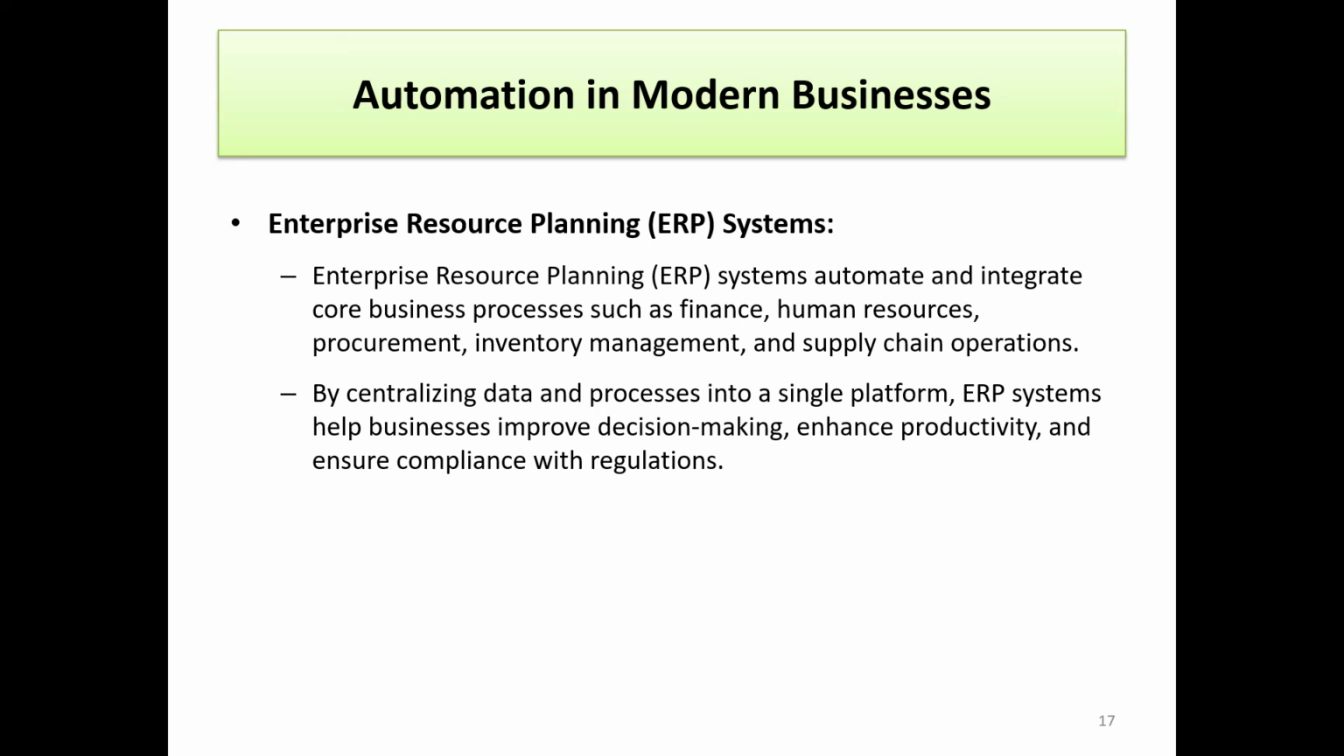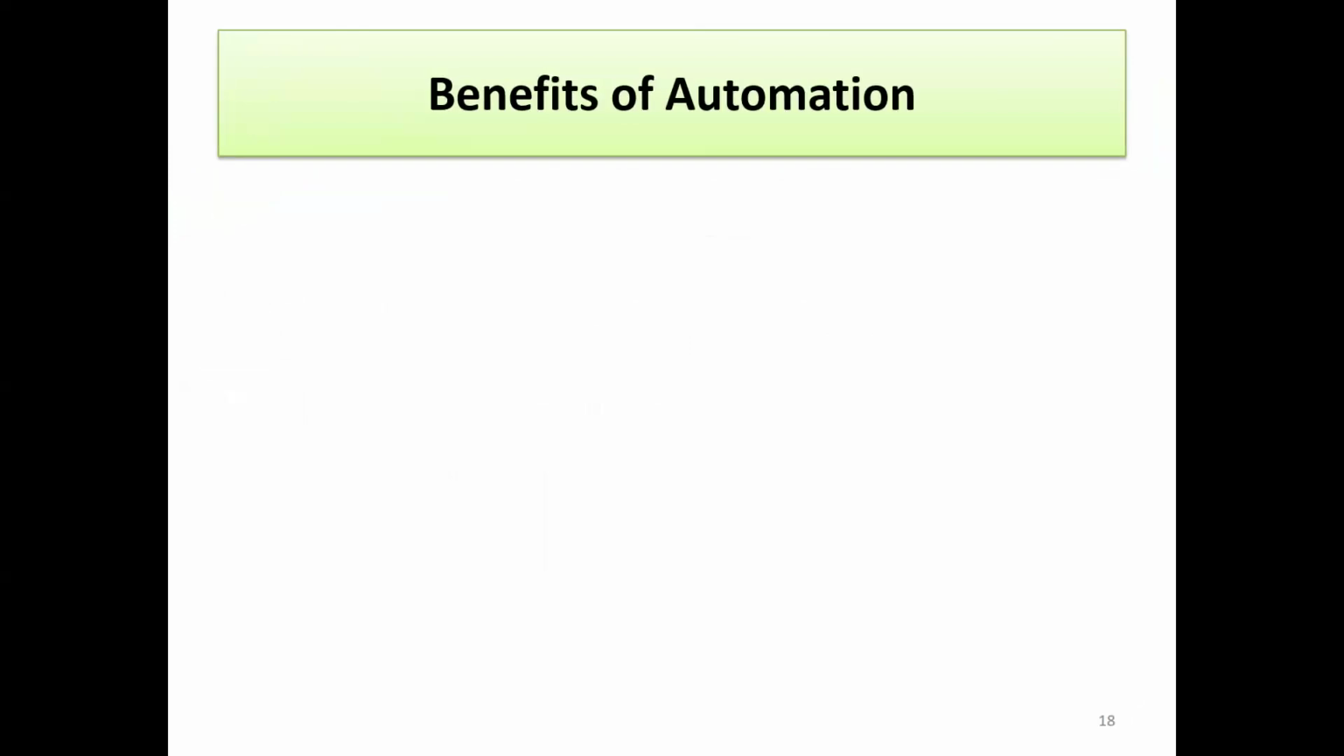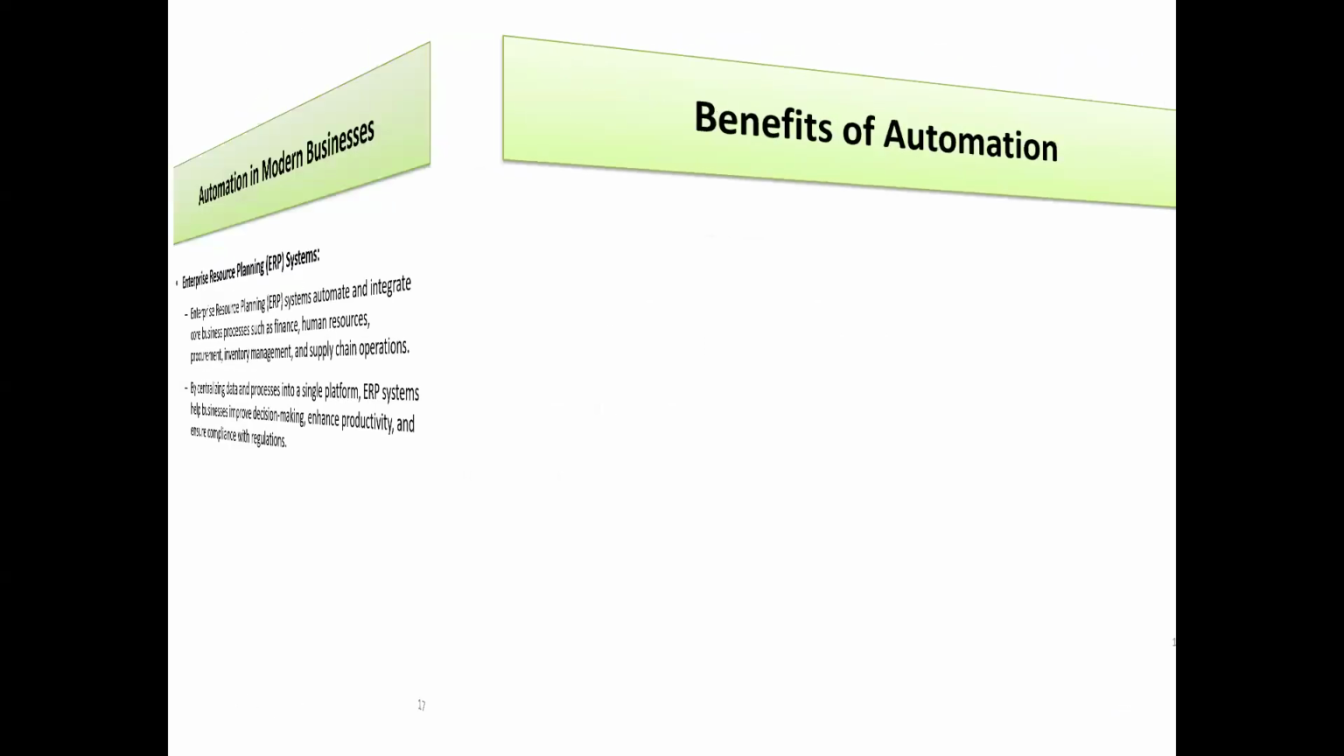By centralizing data and processes into a single platform, a single ERP, such systems help businesses improve decision making, especially generating reports and providing timely information for decision making, enhance productivity and ensure compliance with regulations. You see, right? Those are some of the examples.